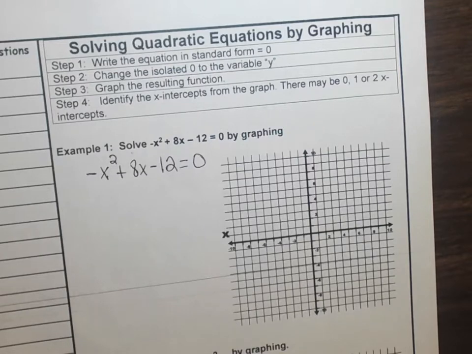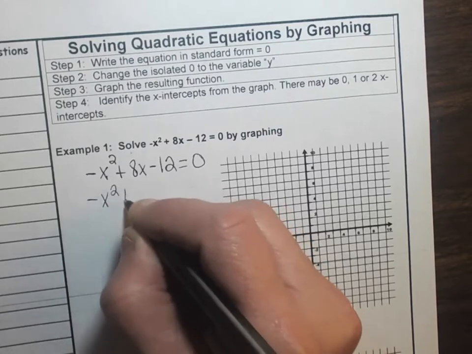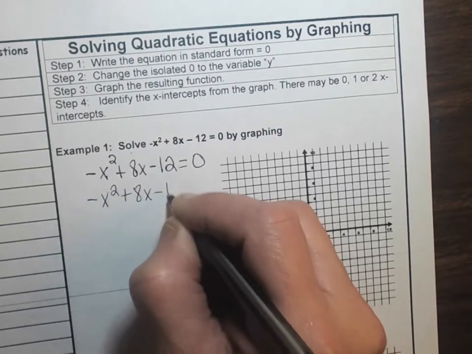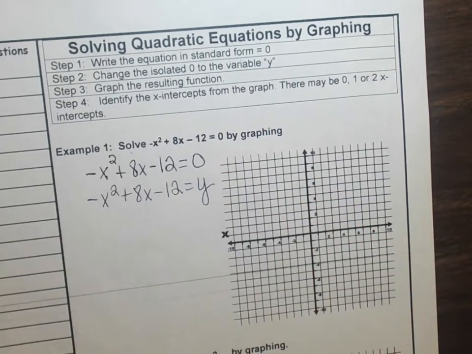So we can skip step 1, and we can go straight to step 2 where it says change the isolated 0 to the variable y. So in other words, we're going to have negative x squared plus 8x minus 12, and instead of 0, we're going to put the variable y. Now we can graph the function, and we're going to use our graphing calculator to help us.